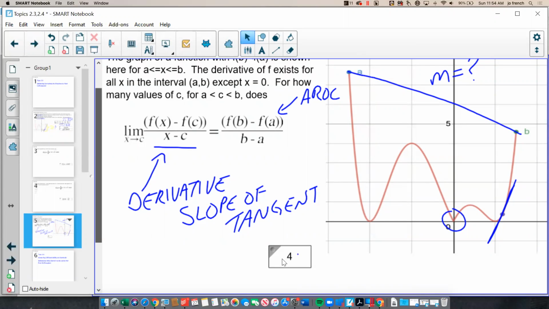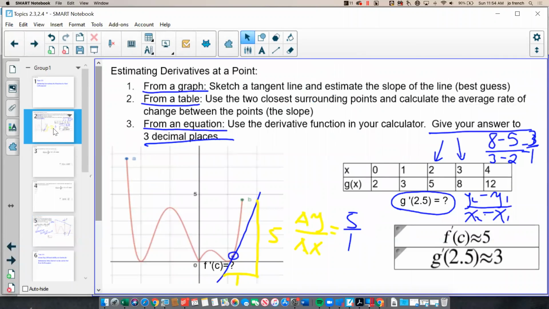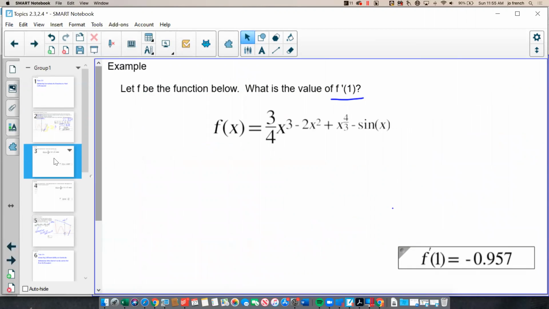So just to recap, 3 different situations where we might be asked to estimate a derivative at a point. From a graph, there we just sketch a tangent line and give it our best guess by measuring rise over run for our line. From a table, where we calculate our slope between the 2 points closest to the point they're asking about, one on either side. And finally, from an equation where we get to use our technology. And that ends our lesson.